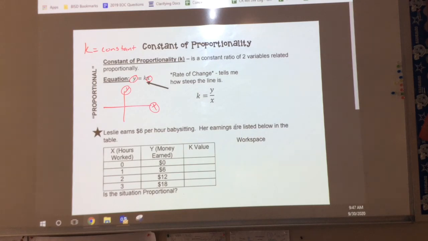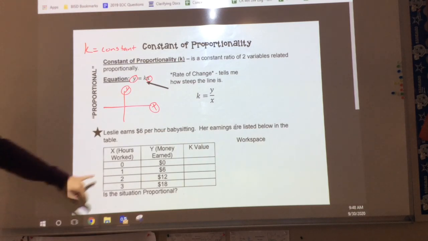So the constant, the only thing repeating itself, is that 50 cents. So here we go. Leslie earns $6 per hour babysitting. Her earnings are listed below in the table. Okay, so let's take a look at this.